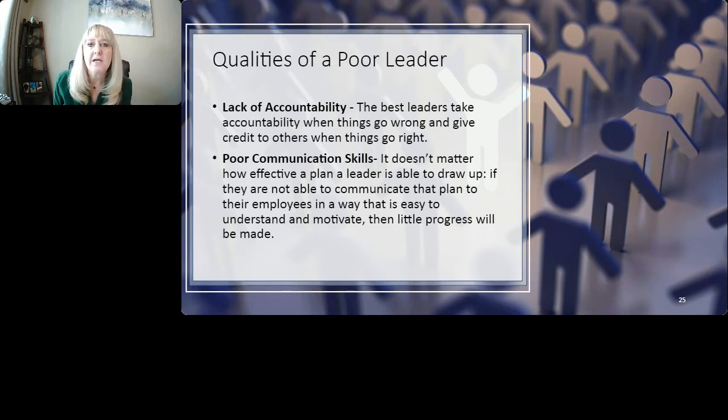And then poor communication skills. It doesn't matter how effective a plan a leader is able to draw up. You can have a great plan, but if you're not able to communicate it to those that are going to hopefully implement it, you're not going to make much progress. They have to be part of it.